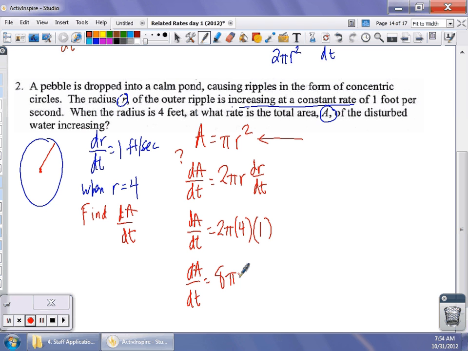Think about what we're dealing with here. The rate of change of area. So 8 pi feet squared, because it's area. Remember, area is in square units per second. So in this pond where you have these concentric circles, when the radius is 4 feet, the area of the circle is changing at a rate of 8 pi square feet per second.